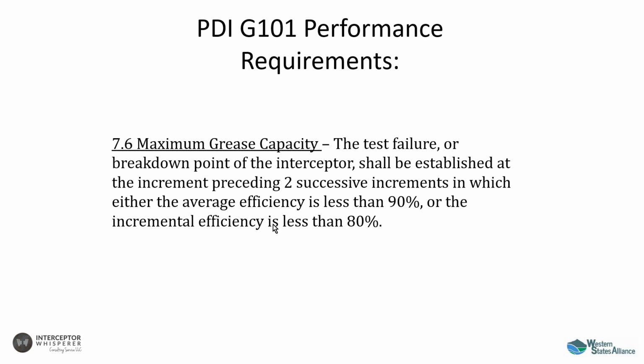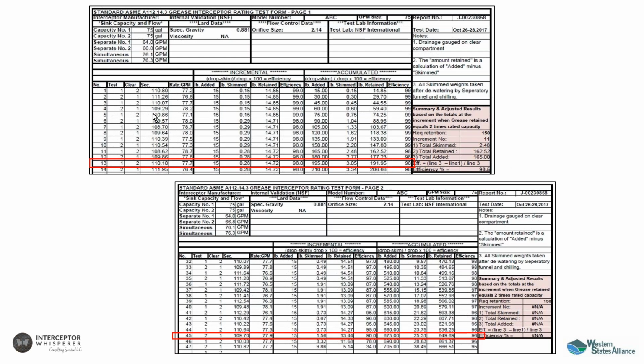If you've never looked at a test report, this can be confusing. So let's look at a test report. So here we're looking at a test report for a device tested at 75 gallons a minute. And here, this is the incremental portion of the test report.